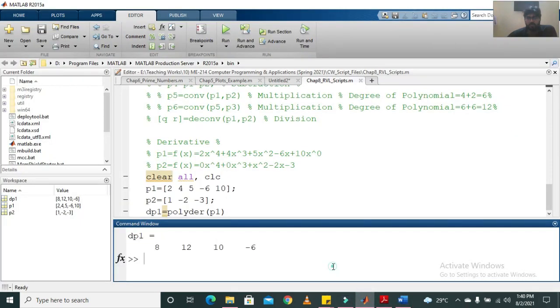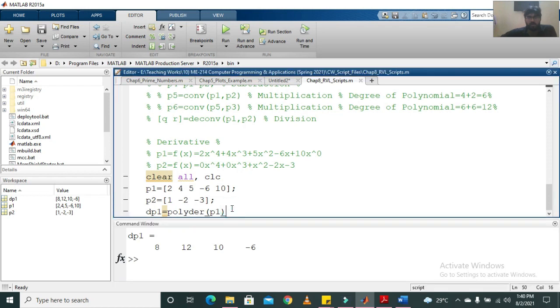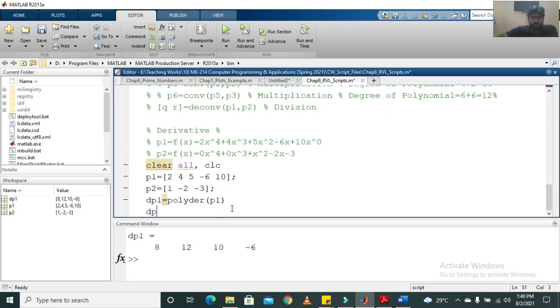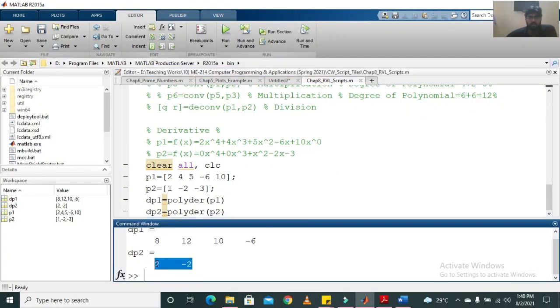So I hope it is clear to all of you. Similarly, I can use the same function for the derivative of polynomial 2. I will write it as polyder, and again inside the parenthesis I will define the polynomial for which I want to determine the derivative, and when I execute it I get the result as well. So this is how the derivatives of polynomials are calculated.